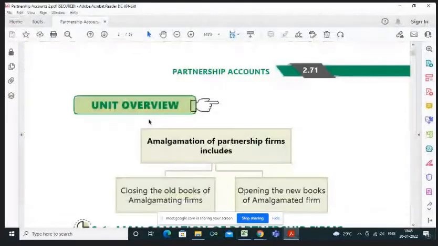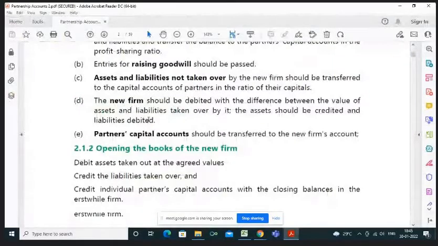Sir, 1 minute, sir. We will read and then we will start. Give me 2 minutes. Sure. Sir. Sure.